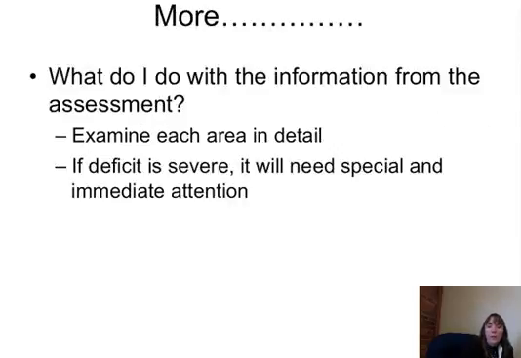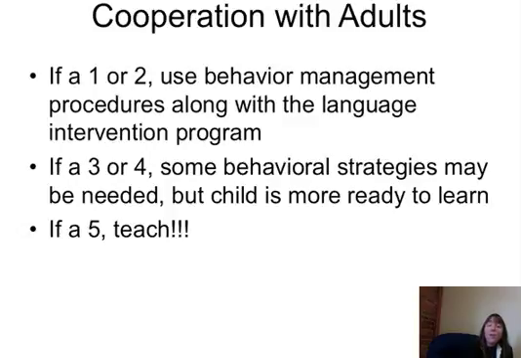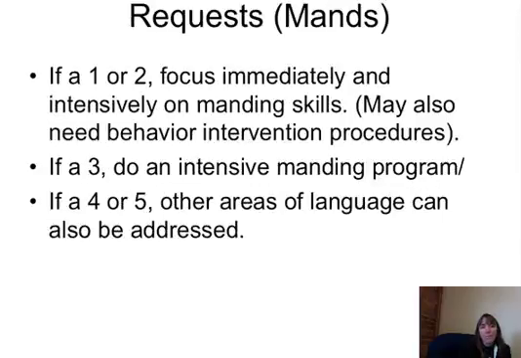So what do you do with the information from the assessment? Well, it looks very carefully at each of them, and if the deficit is severe, it would need specific and immediate attention. If you look at cooperation with adults and it's a 1 or a 2, you're going to use behavior management procedures along with a language intervention program. If it's a 3 or 4, the child's more ready to learn. If they're a 5, you're ready to teach.